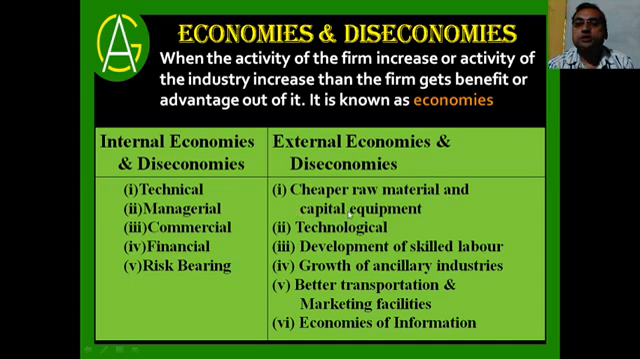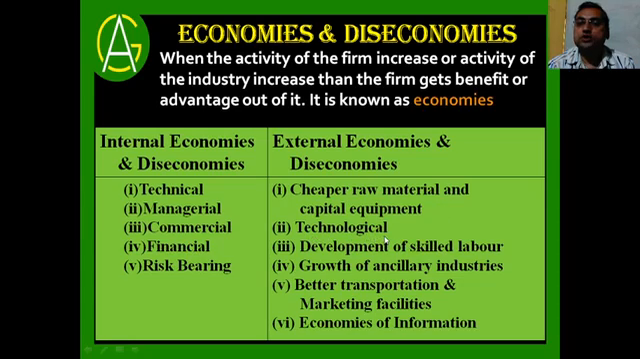First one is cheaper raw material and capital equipment. Say for example, the firm has selected a location or a plant is established near the market where raw material is manufactured, or capital equipment, that is machinery, is easily available. If these things are available in the nearby market, it will be very efficient for the firm to bring them, and the transportation cost will be much less. So transportation cost can be saved and it will create an advantage for the firm.